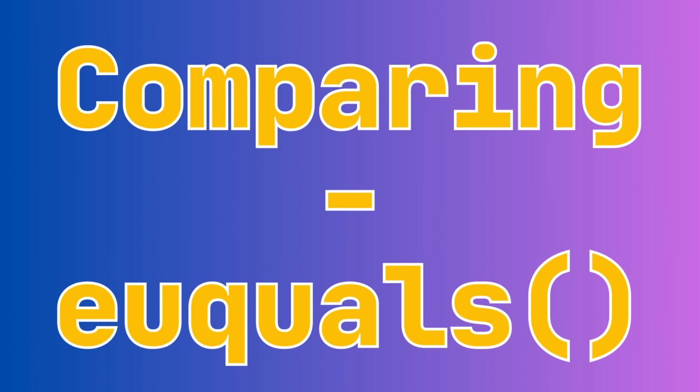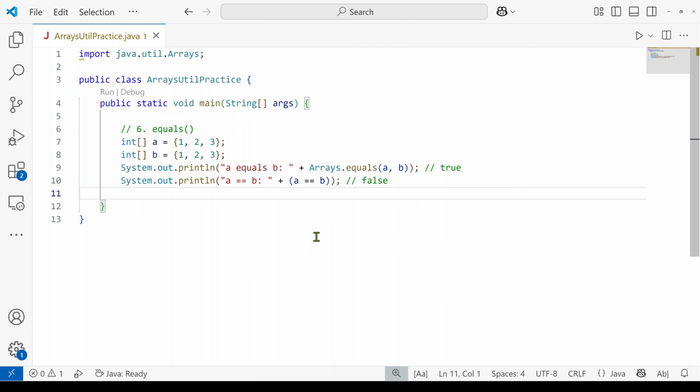Finally, let's talk about how to check if two arrays are equal in content. You might think using equals is enough, but in Java, equals only compares references, memory addresses, not values. To compare the actual elements, use Arrays.equals. Here, a and b have the same values, so Arrays.equals returns true. But a.equals(b) returns false because they're two different objects in memory.